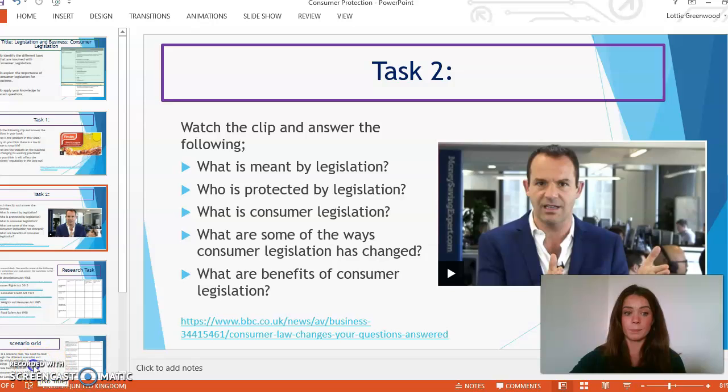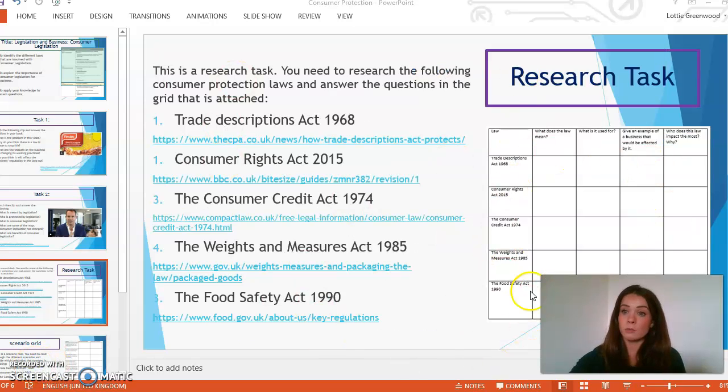So here you've got a research task. The research grid is in the instruction sheet, so you can use that. You can either write in it using the computer or just print it out and write in it. Just make sure that you've got it printed and stuck into your books. This is a research task, so you will need to research the following consumer protection laws and answer the questions in the grid that is attached. As I said, either write it or type it, I don't mind. The links are underneath to take you straight to the right page. It shouldn't take you too long to do this because I would like you to focus more on the information, on the questions here.